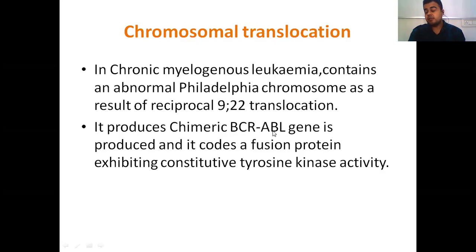Individually, the normal ABL protein is not produced. So it calls for a fusion protein which exhibits constitutive tyrosine kinase activity, which leads to cancer. Remember this role of the protein in producing an enzyme, tyrosine kinase. It exhibits a constitutive activity, which you should know. So this chimeric product is a tyrosine kinase, a fusion protein instead of only the ABL protein, and this leads to chronic myelogenous leukemia.